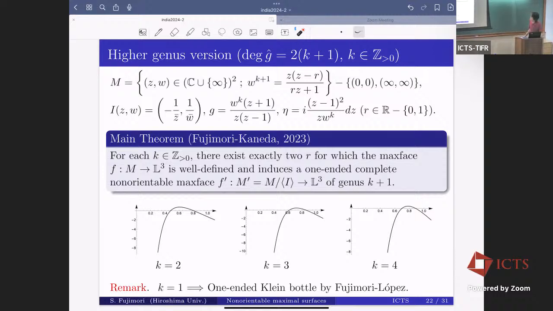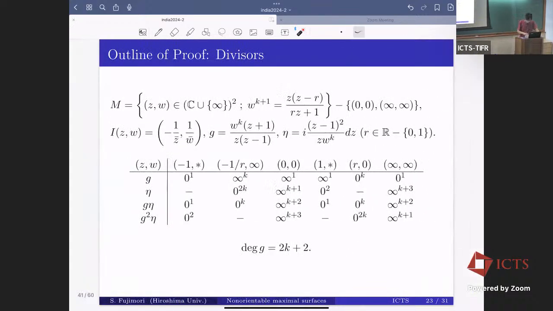So this is one of our theorems. I'd like to go on to the proof, to give a brief outline of the proof.